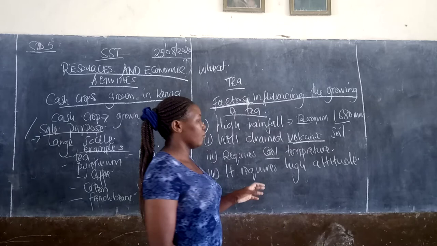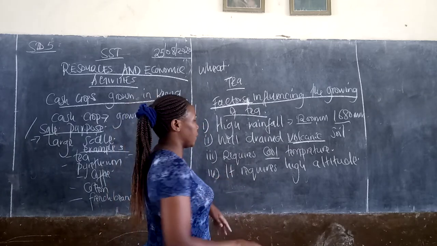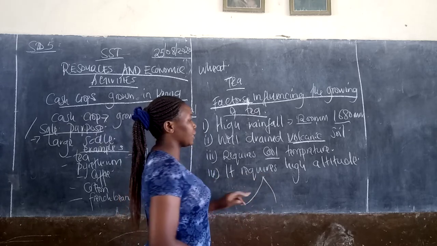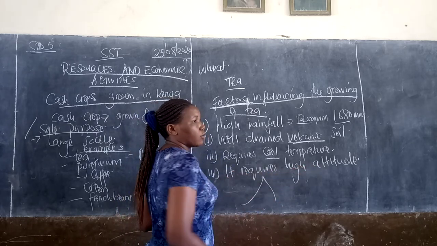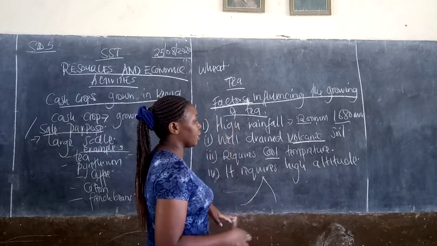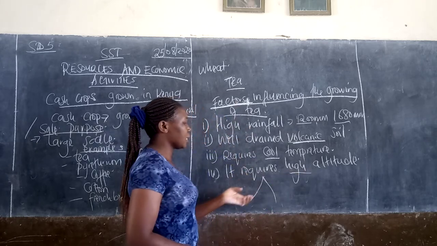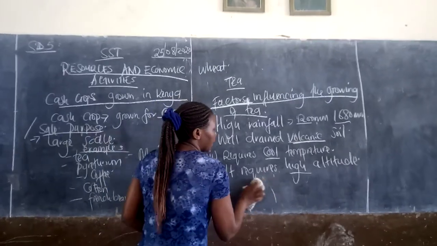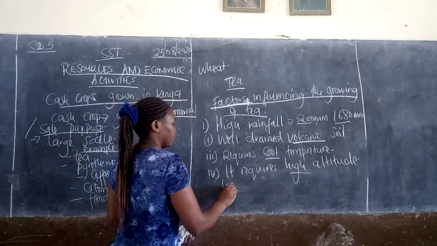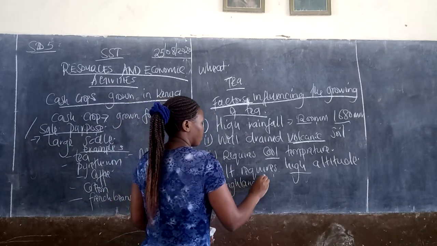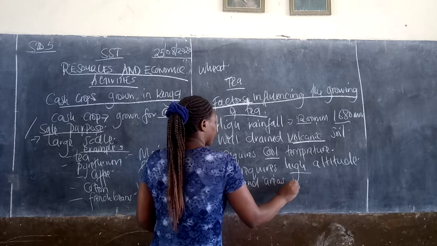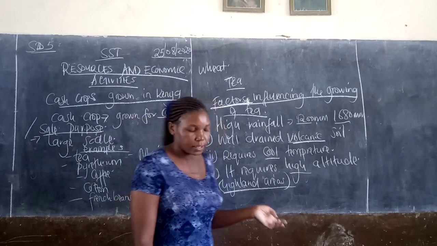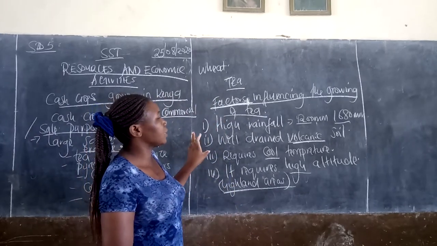High altitude means the higher you go, the cooler it becomes. Up there, it is very cold. So it requires high altitude, meaning tea is always grown, mainly, in highland areas. So these are examples of requirements that you have to know.